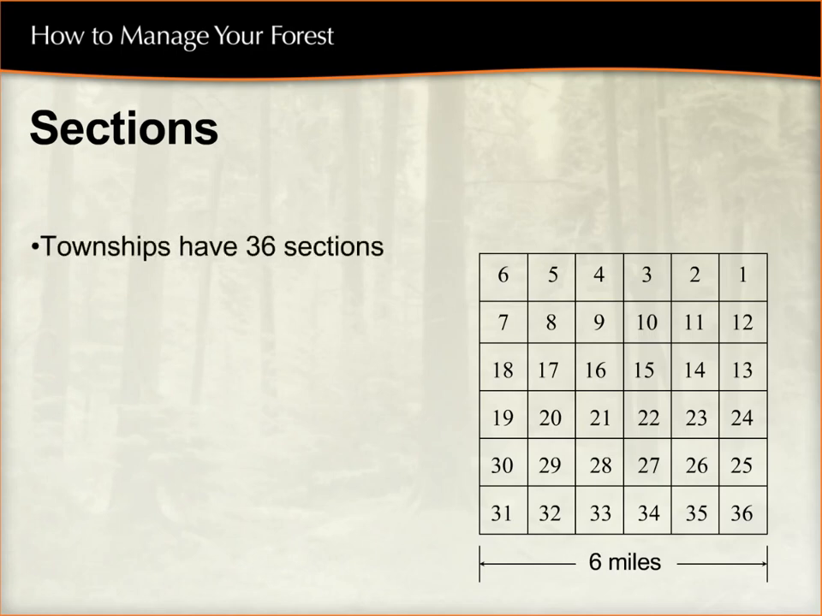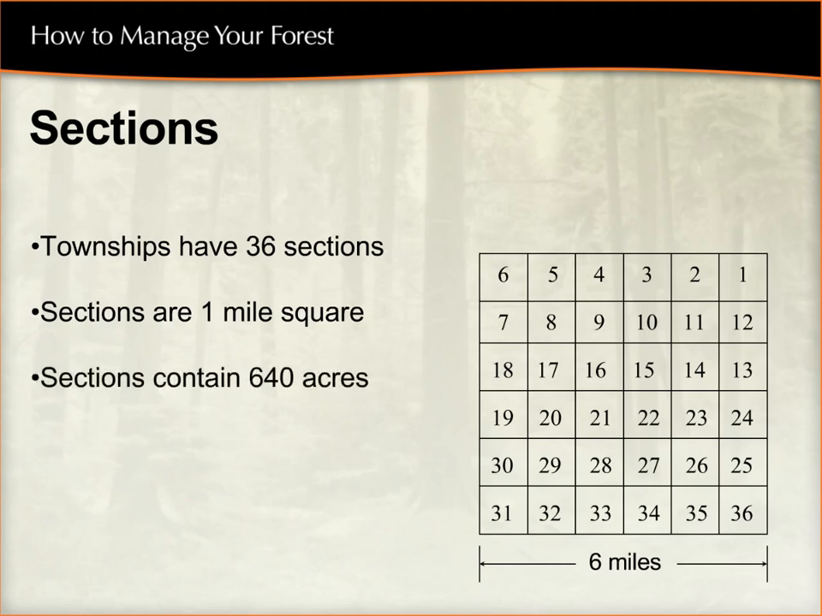Townships are broken up into 36 equally sized sections. Now, since a township is 6 miles by 6 miles, each section is going to be 1 mile square. And that 1 mile square section contains 640 acres.